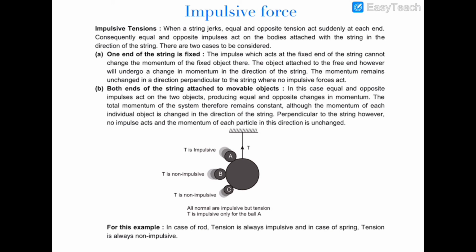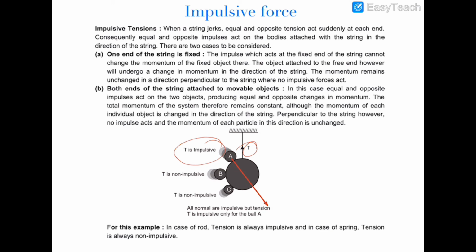Now you can see that there is a big ball hanging from a rope, and that rope is attached to a roof. When this small ball A strikes this ball, the momentum transferred by ball A is in this direction. So the impulse which ball A applies on the bigger ball is in this direction. To balance this impulse, the tension in the rope would have to increase, and therefore when ball A strikes the bigger ball, the tension developed would be impulsive.